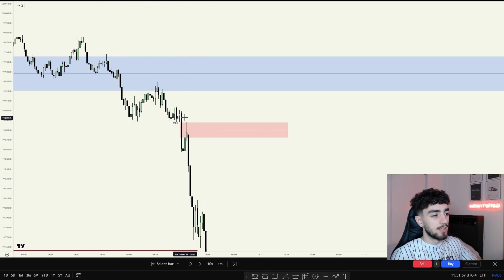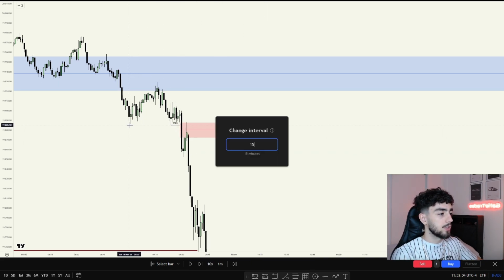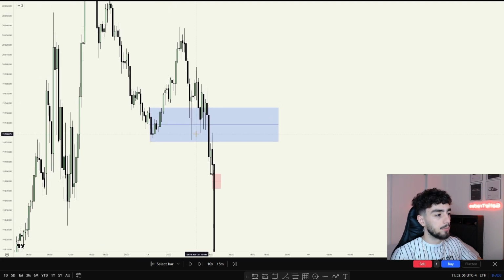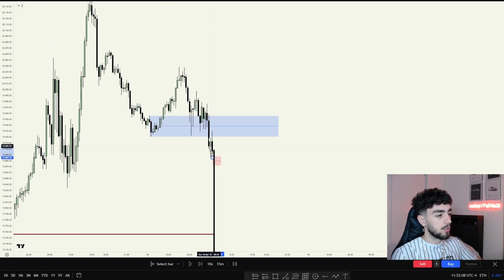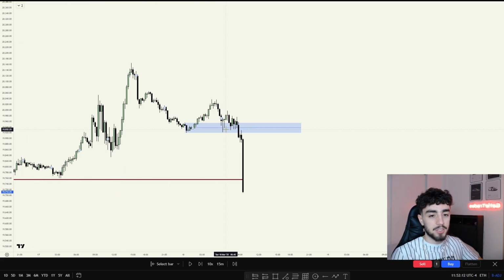So that is one very high probability setup that you can look for. And obviously we have the fair value gap aligning on the 1 minute chart with this market structure shift, and you have the 15-minute bearish fair value gap aligning on this chart with the 15-minute market structure shift, right? And with a clear drawn liquidity lower, this is practically an A+ trade.